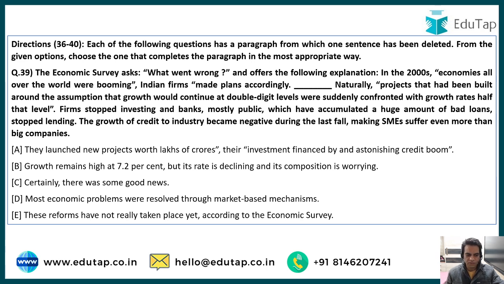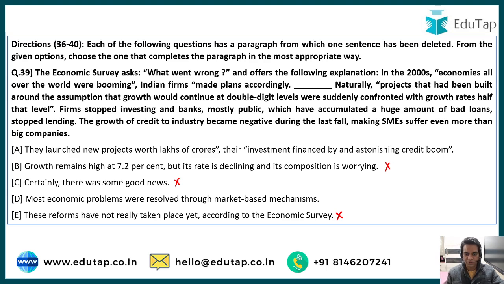They launched new projects worth lakhs of crores. Their investment financed by an astonishing credit boom. All right. Growth remains high at 7.2%, but its rate is declining. No, guys, we're talking about the past. Certainly, there was some good news. Naturally, no, guys, that is contradictory because there was bad news after that. Most economic problems were resolved through market-based mechanisms. Okay. These reforms have not really taken place yet, according to economic survey. No, guys, there are no reforms spoken of here. So I think it could be D or A. Let's read the option again.